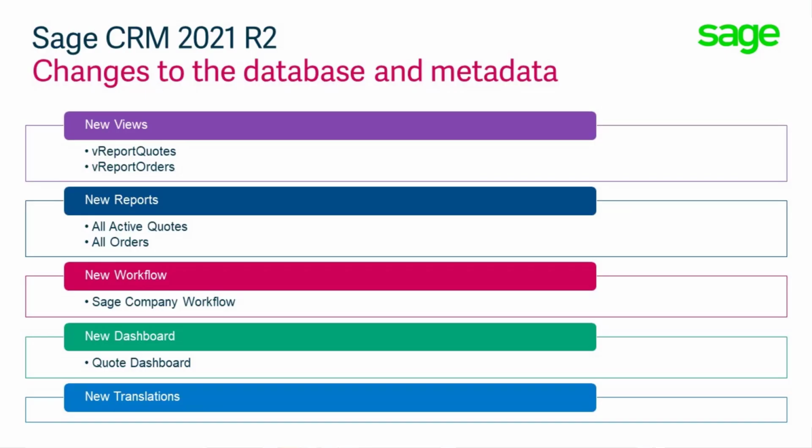So I'll just remind you of some of the important changes that have taken place to the database and metadata that you need to know about. There are 2 new views, 2 new reports, and there's a whole new quote dashboard. There's a new company workflow, and there are changed system parameters to enable new features, and all of the changes are supported by additional captions. We don't anticipate these changes causing an issue for an upgrade, but make sure that when you're preparing a system to be upgraded that you do reference all of the resources that are provided.